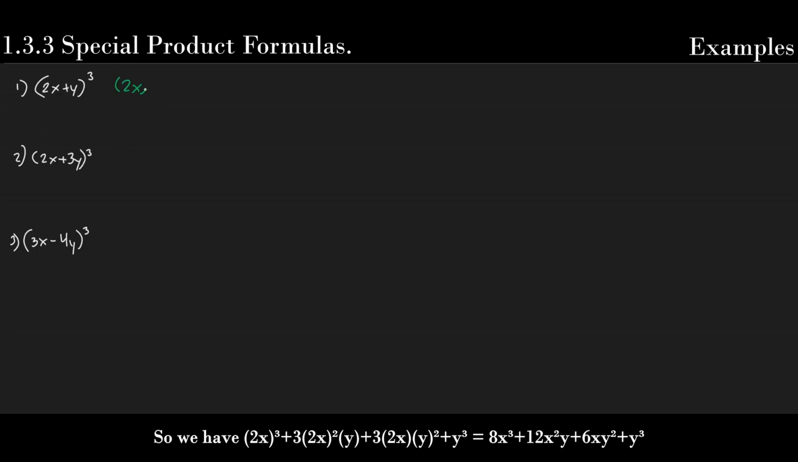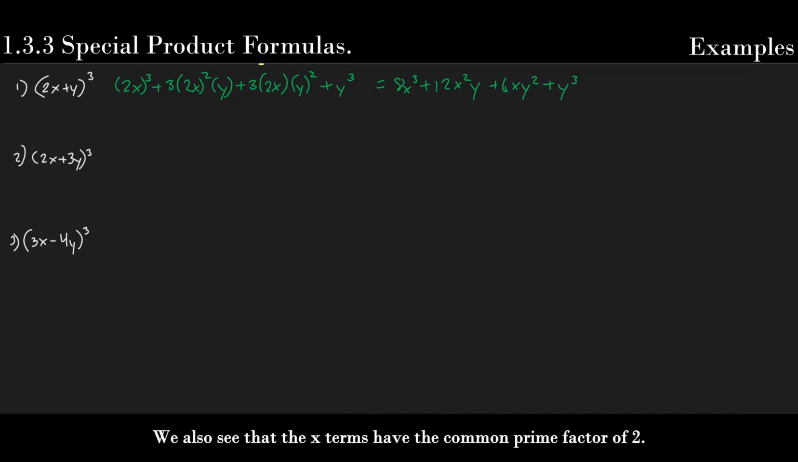So we have (2x)³ + 3(2x)²y + 3(2x)y² + y³. This equals 8x³ + 12x²y + 6xy² + y³. We also see that the x terms have the common prime factor of 2.